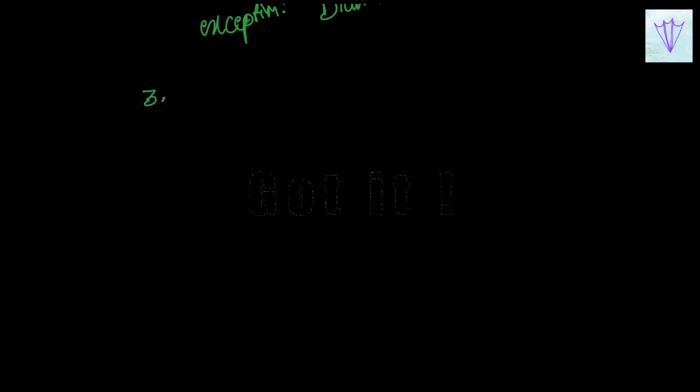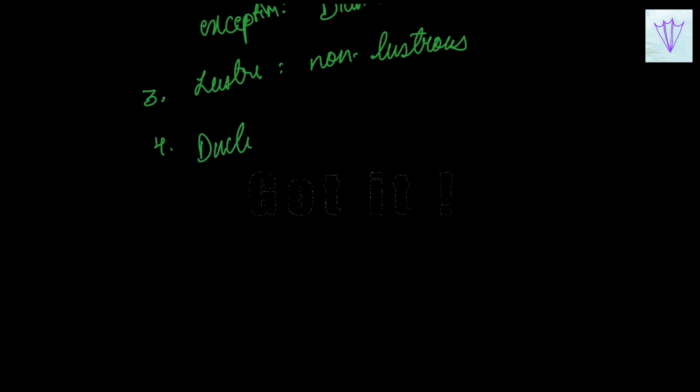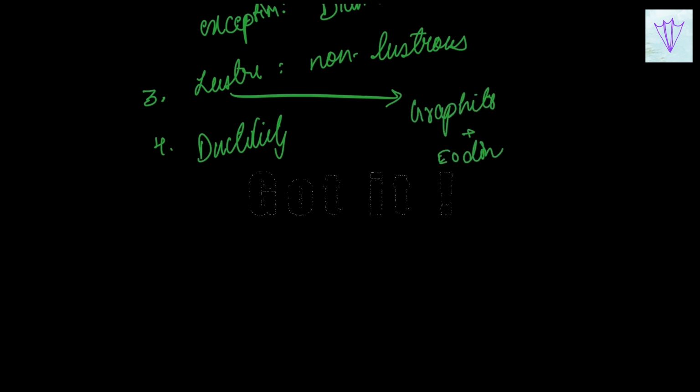The third physical property is luster. Non-metals are generally non-lustrous. But there is an exception for luster, that is graphite and iodine, which are lustrous in nature. The fourth property is ductility. Non-metals do not show any ductility.